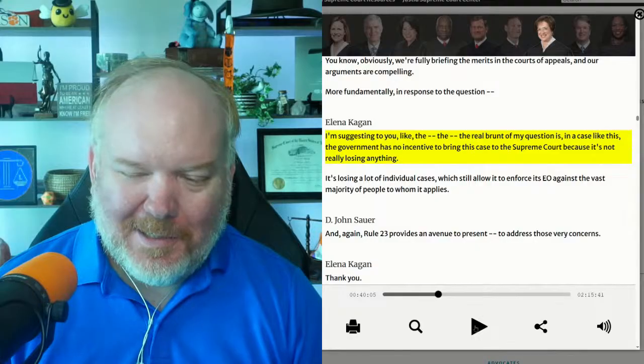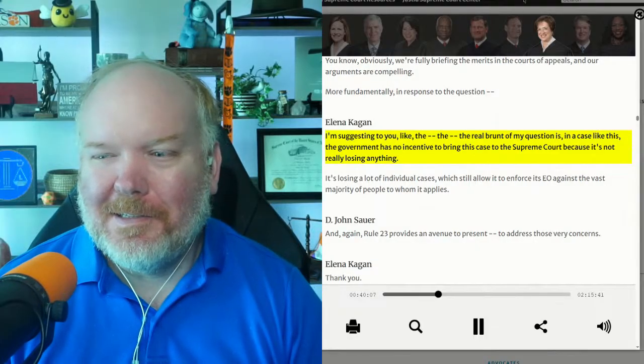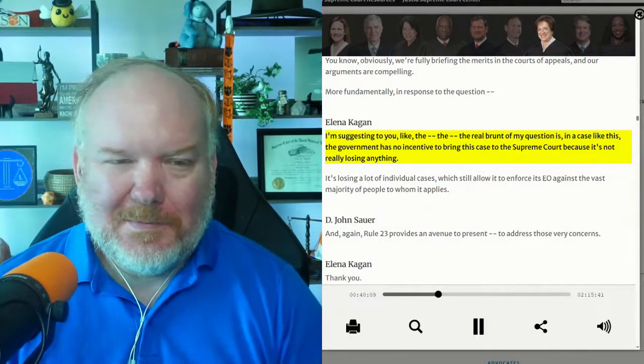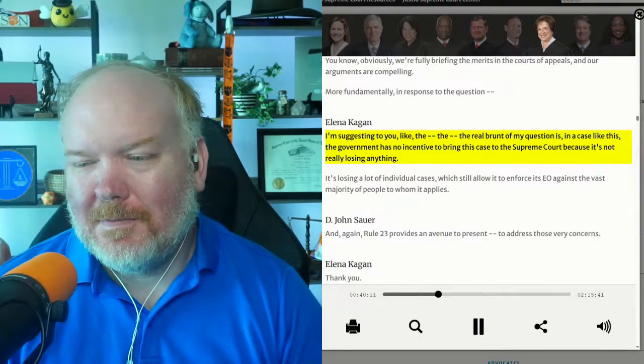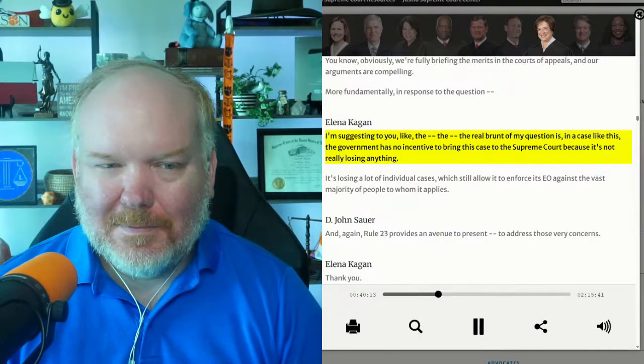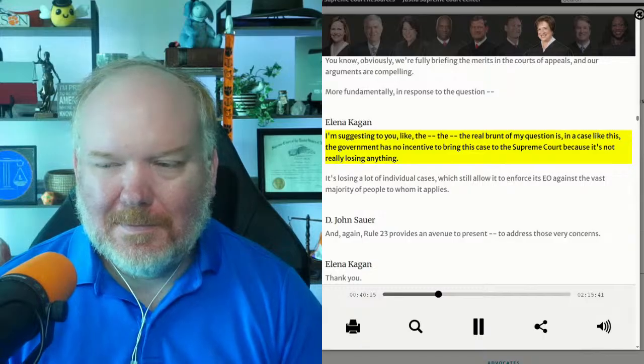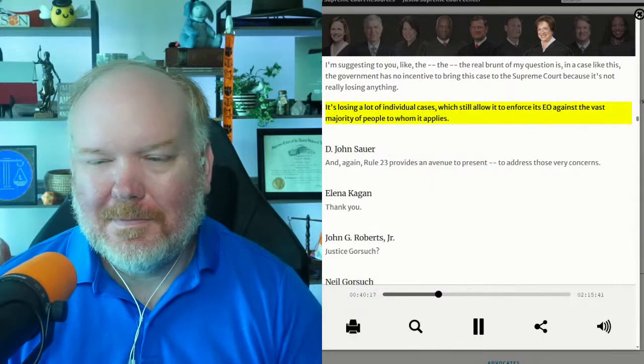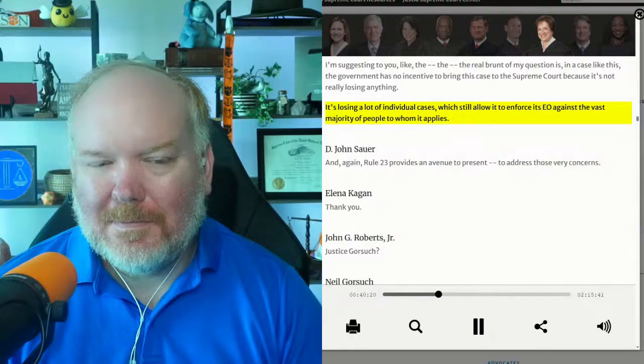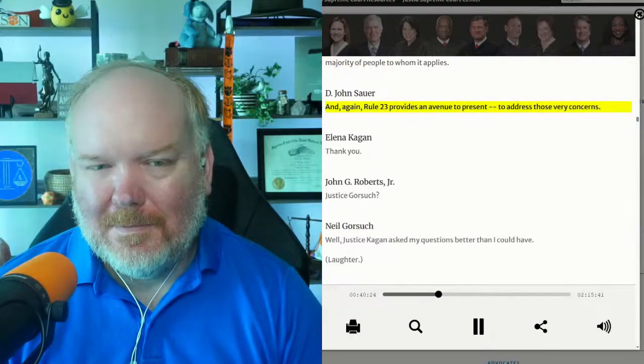Wow. To you, the real brunt of my question is, in a case like this, the government has no incentive to bring this case to the Supreme Court because it's not really losing anything. It's losing a lot of individual cases which still allow it to enforce its EO against the vast majority of people to whom it applies. And again, Rule 23 provides an avenue to address those very concerns.